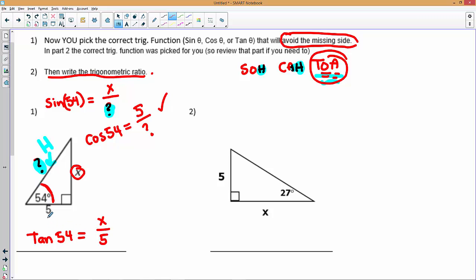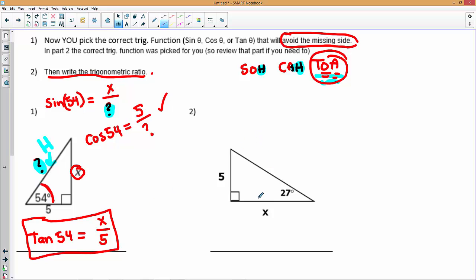Notice this one avoided the question mark, the unknown side, okay? Because I don't need it. They don't ask me for it. They want me to find x. Once I solve for x, as I'm going to do in part 5, I can then go back and solve for the hypotenuse. I could actually use the Pythagorean theorem if I wanted to, or I could just use cosine as I showed you earlier.